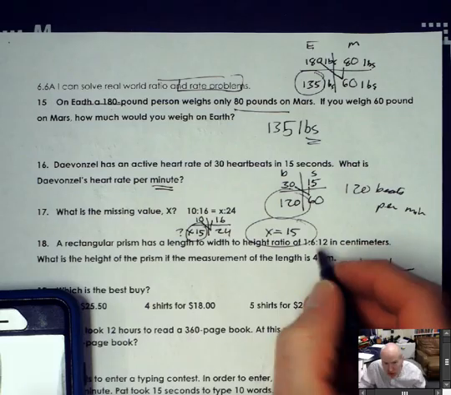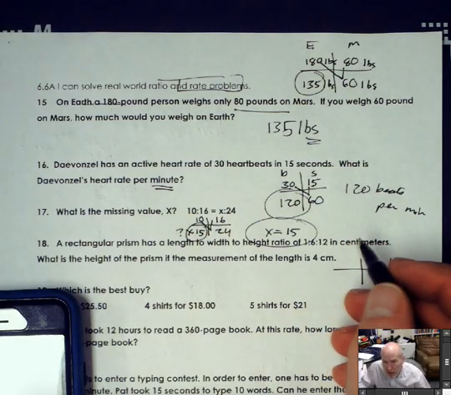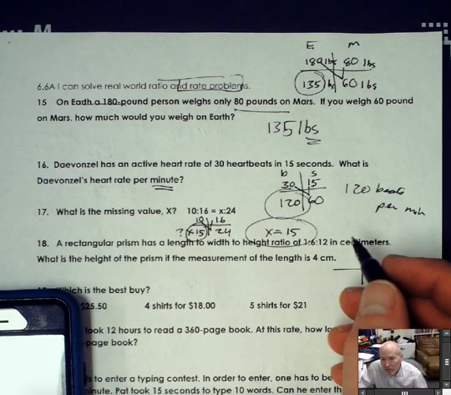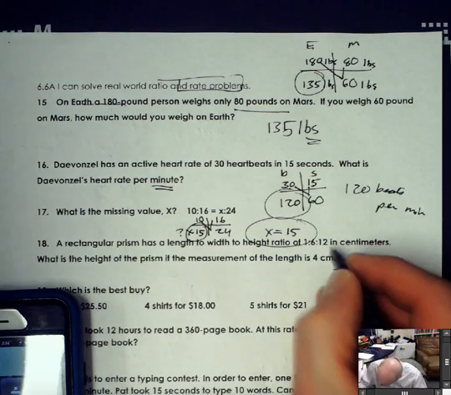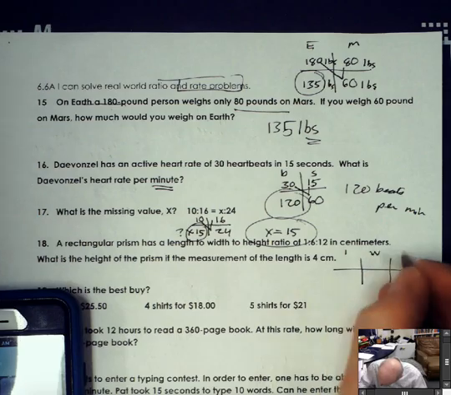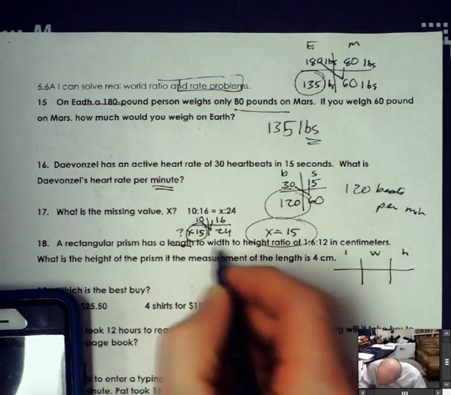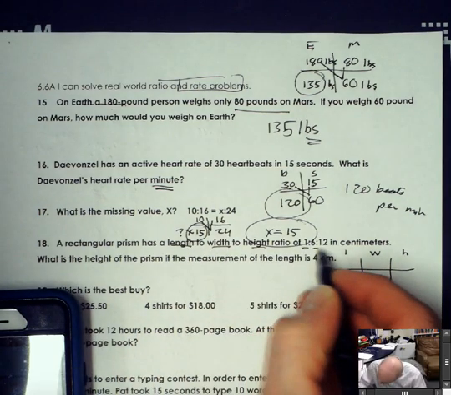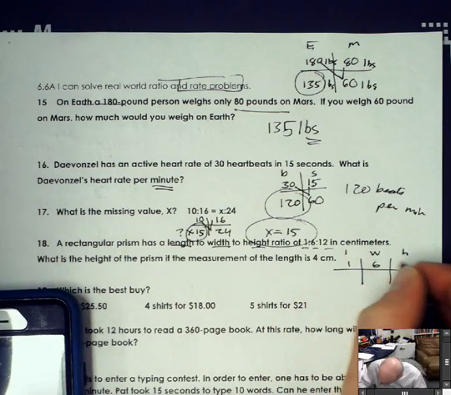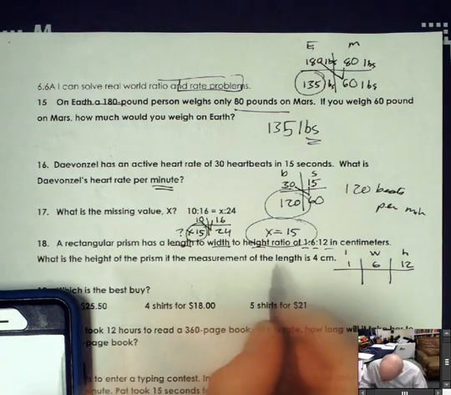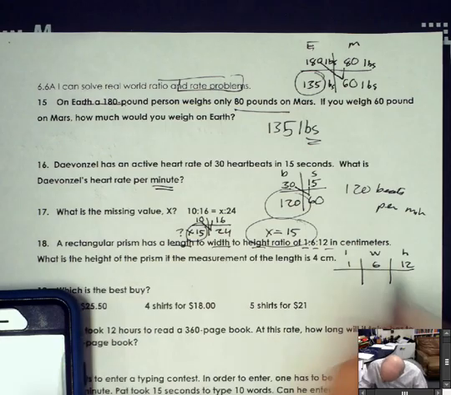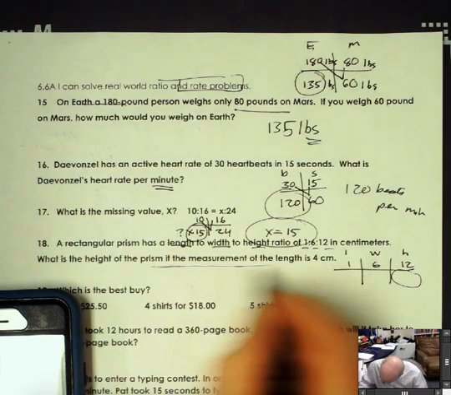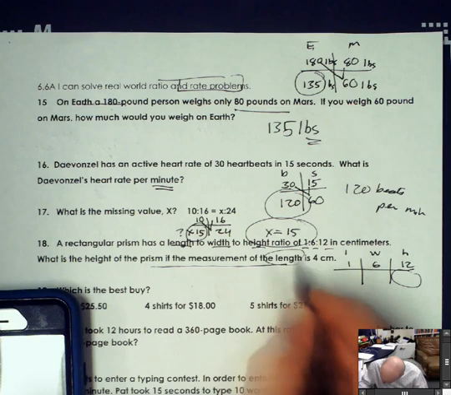And again, you still have to label things. So I was working through with one student. She forgot to label them and didn't know what her answer was. So this is still length, width, height. Length, width, height, 1, 6, 12. 1, 6, 12. Okay, what is the height measurement if the length is 4?